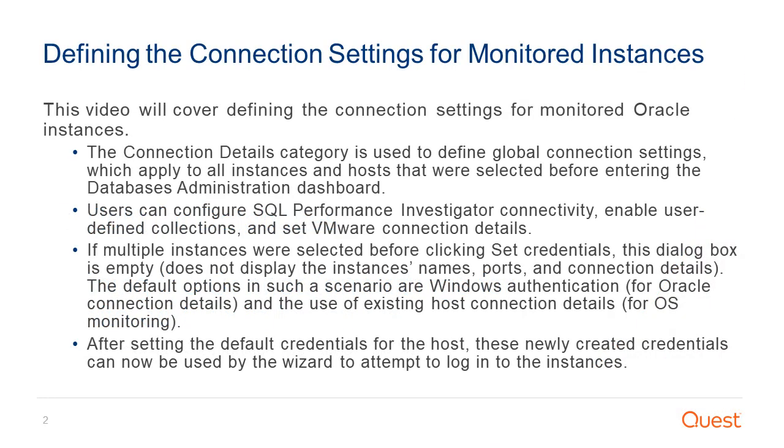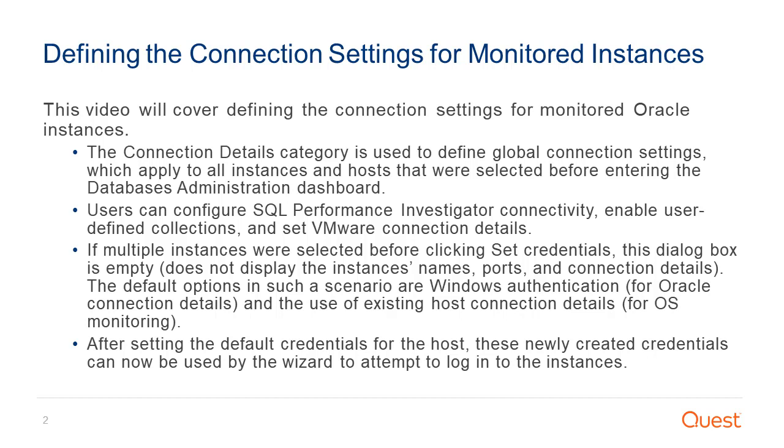The connection details category is used to define global connection settings, which apply to all instances and hosts that were selected before entering the Databases Administration dashboard. Users can configure SQL Performance Investigator connectivity, enable user-defined collections, and set VMware connection details.